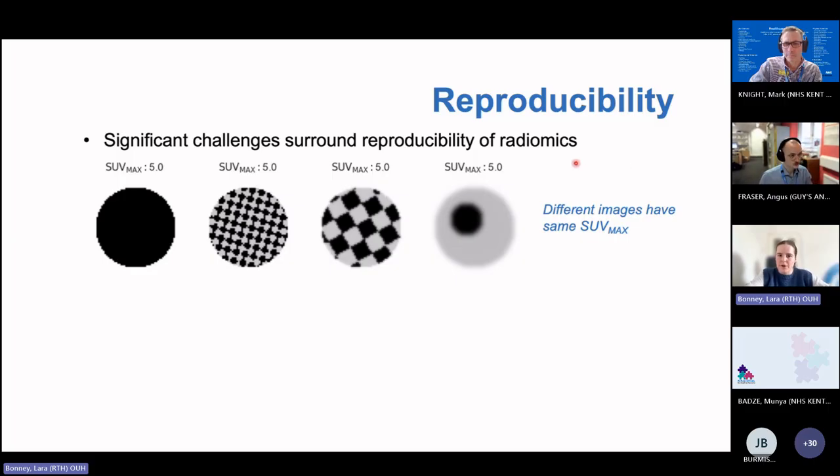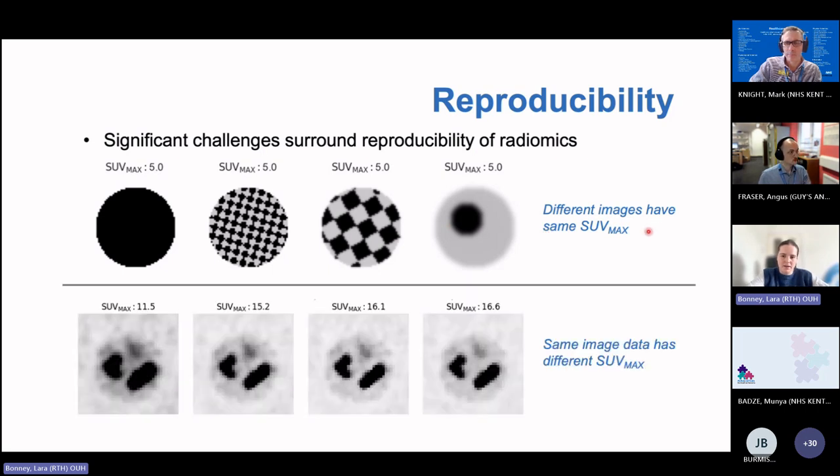So as much as we've got our 4 images here with different images that have the same SUVMAX, actually we can do the opposite, and we can take exactly the same underlying image data. So this is a specialist phantom we have in Oxford, and reconstruct it in different ways, which just means how we generate the image from the data we've collected, and we can get a different signal depending on how we reconstruct it.